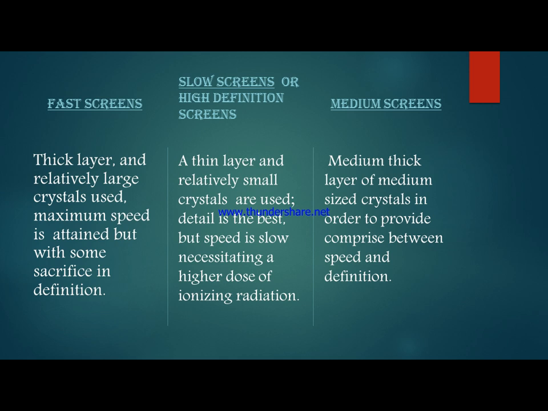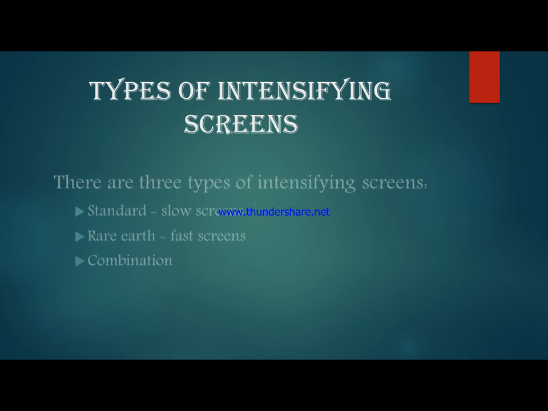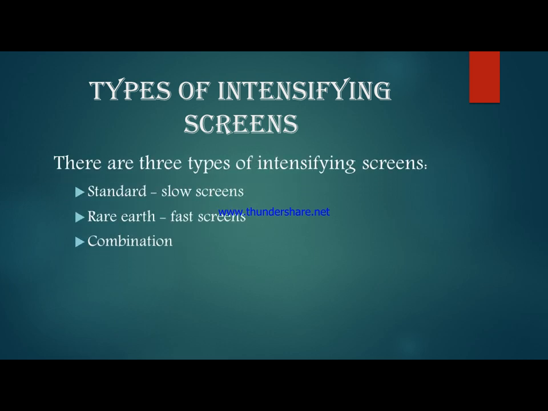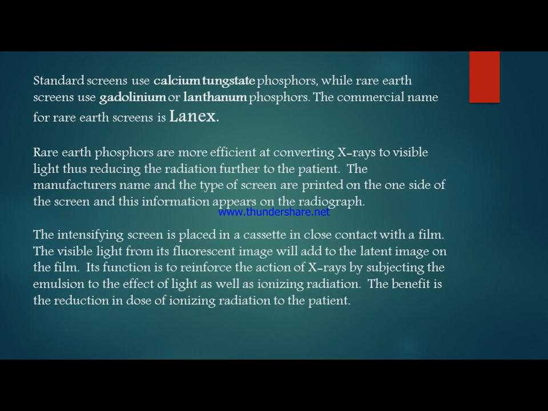In a medium screen, a thick layer of medium sized crystals is used in order to provide a compromise between speed and definition. Types of intensifying screen are standard, rare earth and combination. These three types of intensifying screen are used in radiography. Standard screens use calcium tungstate phosphors, while rare earth screens use gadolinium and lanthanum.